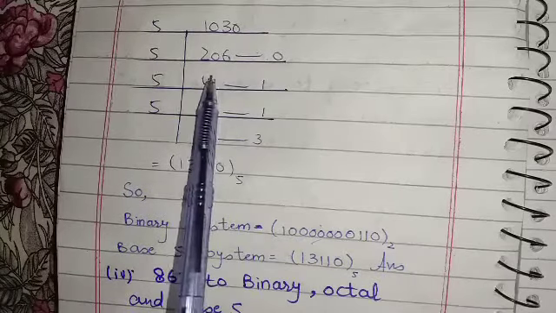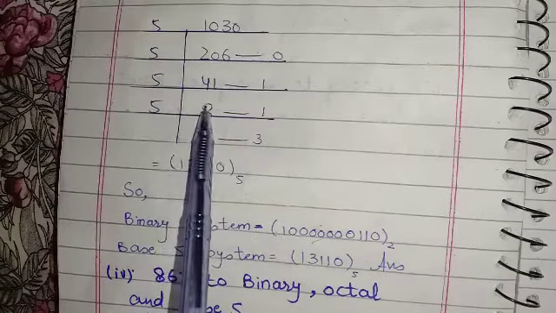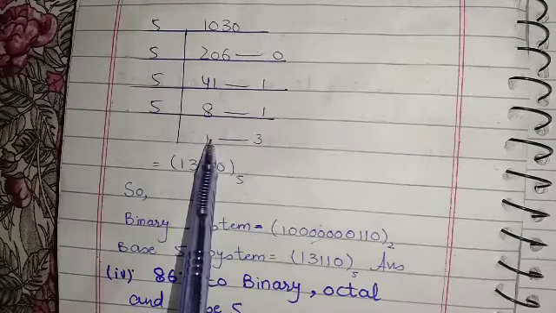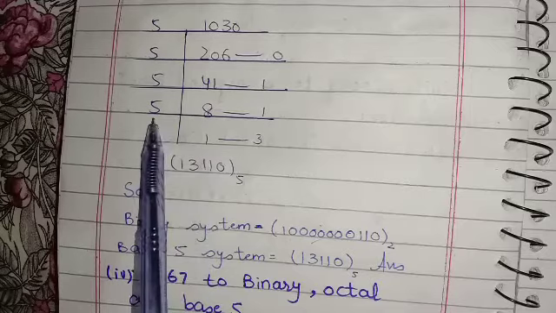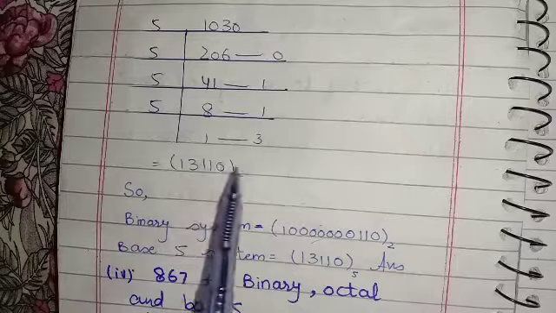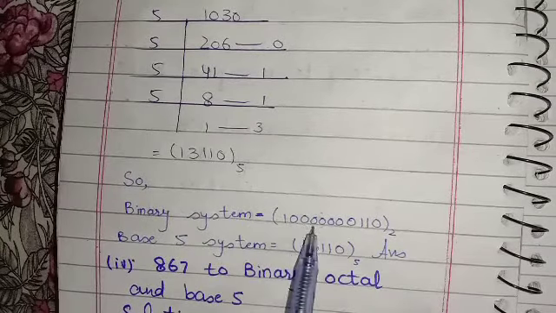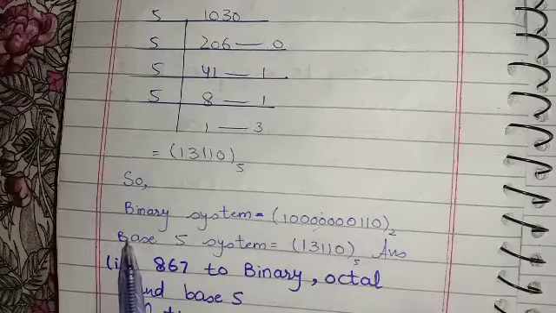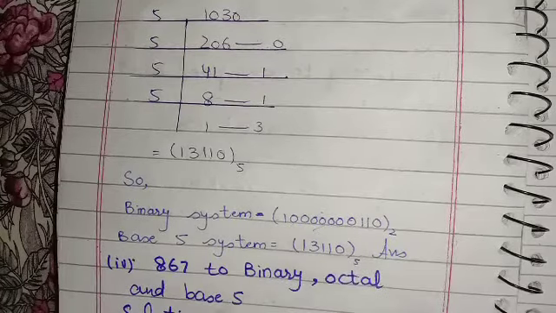Now 5 4s are 20, 5 1s are 5, 1 is remainder, it will write on the other side. 5 8s are 40, 1 remainder, it will write here. 5 1s are 5 and there is 3 remainder, so we will write here. Our next number is smaller than our divisor, so we will write the answer as 13110 with base 5. So binary system is equal to 10000000110 with base 2, and base 5 system is equal to 13110 with base 5, which is our answer.